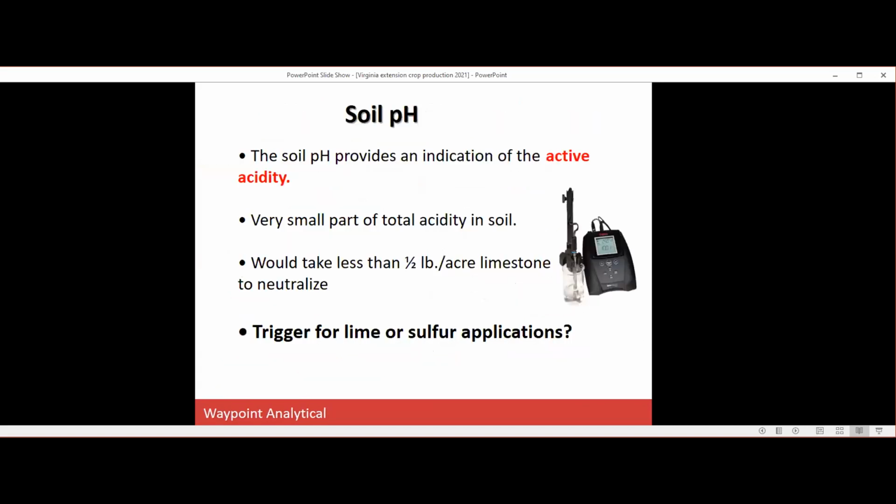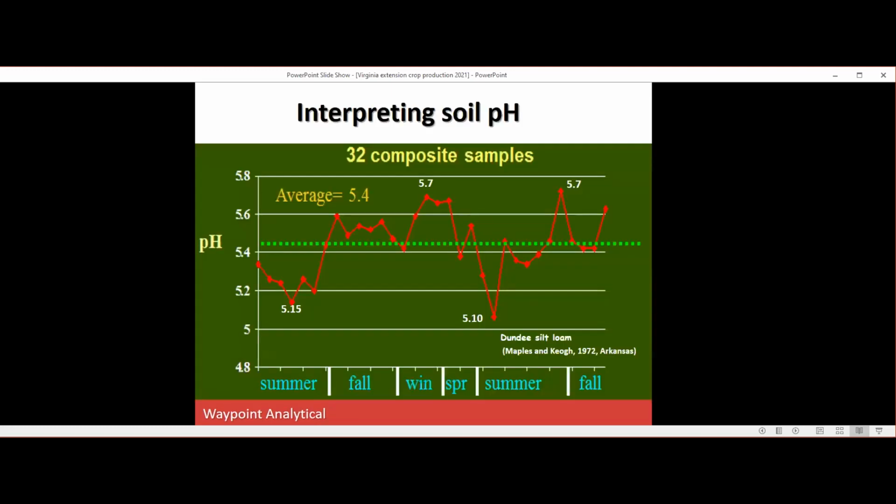So if we were going to make a lime recommendation off just the soil pH, it would only take about ½ pound of lime per acre to neutralize this. I know most people in the audience will know that we put a lot more than ½ pound of lime out here. So basically the question I have then is, sorry, I'm skipping ahead.